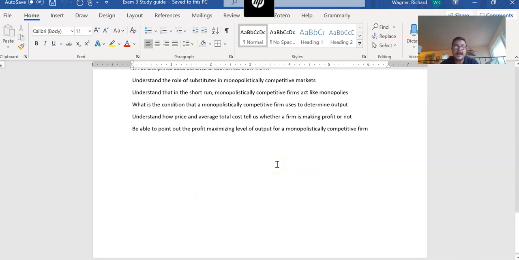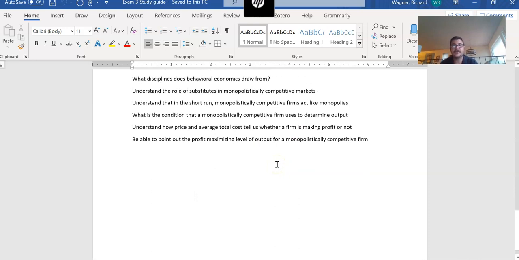And lastly, there's going to be a few of these, just like the monopoly, same graph here. Where's the profit maximizing level of output, and where's the price they're going to charge?